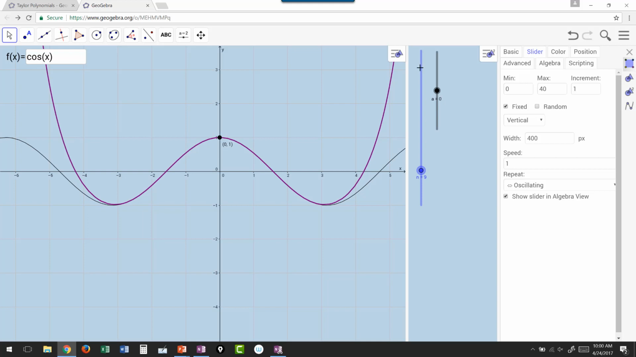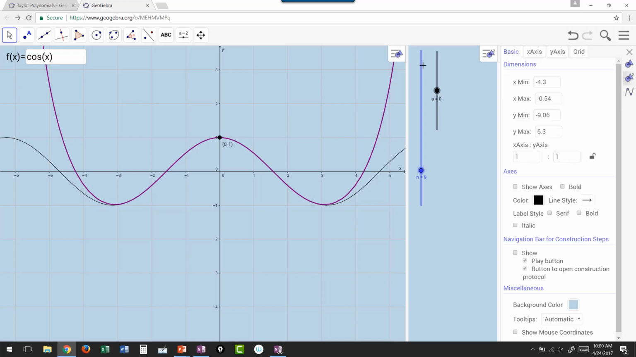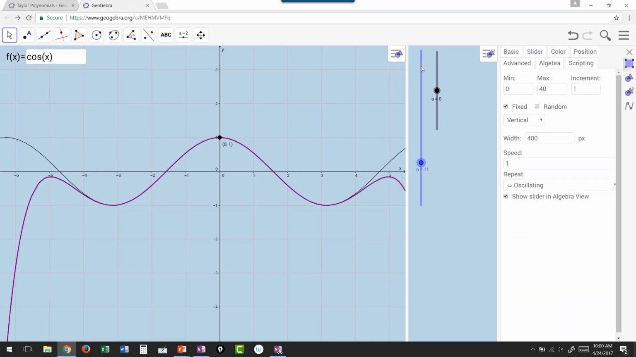Here's n equals 8, n equals 9, n equals 10, 11, 12. And you can see that now we're off the screen with, say, 24th degree polynomial. We can't see any difference in the screen that we've got pictured here.